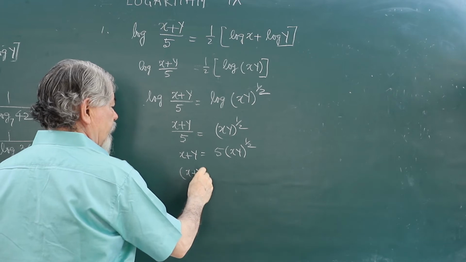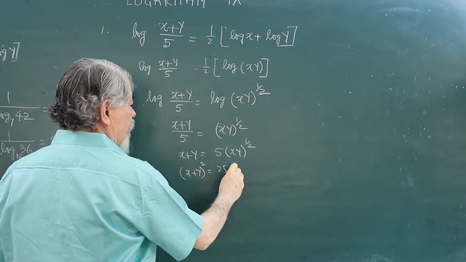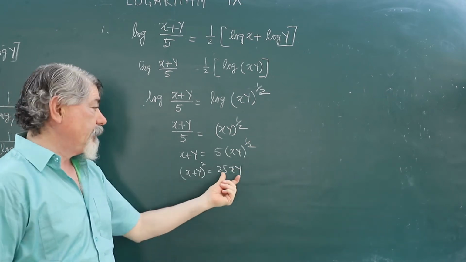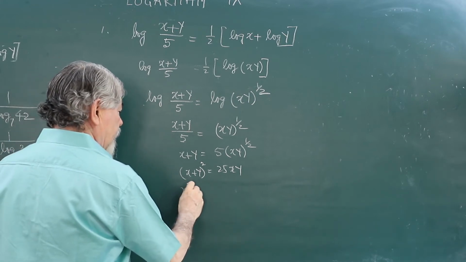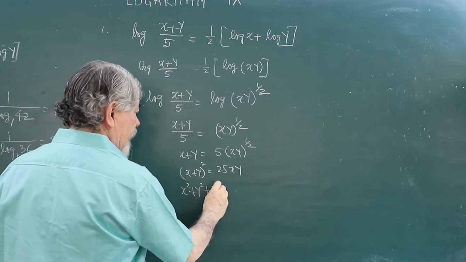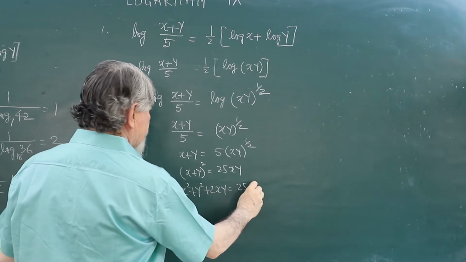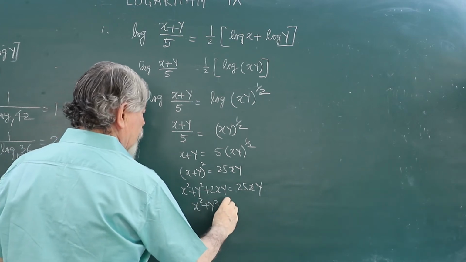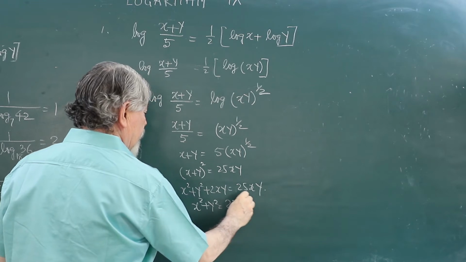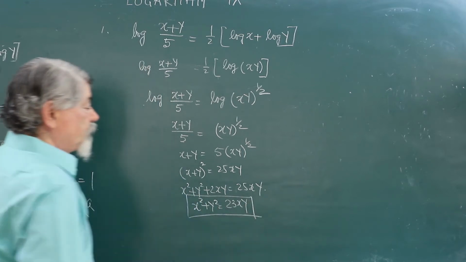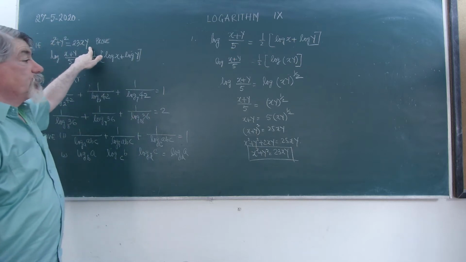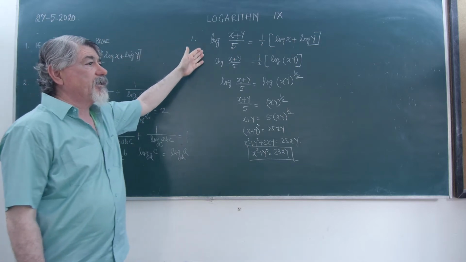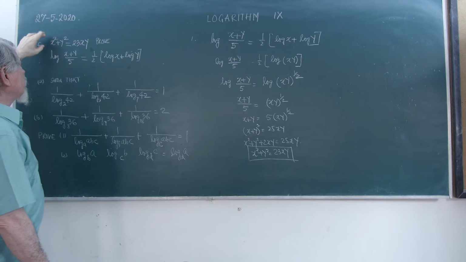(x plus y) whole square will become 25xy. When we square 5, I get 25. xy to the power half, when we square, we get xy. It is x square plus y square plus 2xy is equal to 25xy, or x square plus y square will be equal to 23xy. So we started from the more complicated side, because from this side it is looking a little difficult to you.